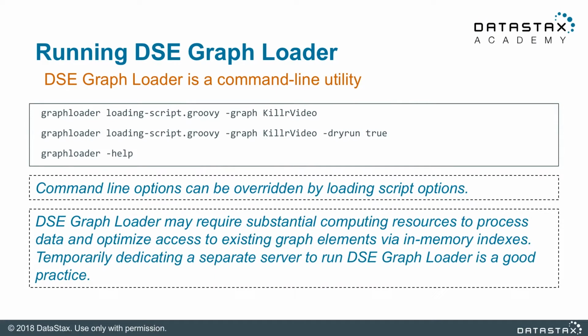Now that we've learned how to create our own loading script, it's time to learn how to actually run the graph loader. All you need to do is run the graph loader utility, specify your loading script, and any additional configuration. It's also worth noting that the command line options can be overridden by the loading script options. Make sure that you're using the DataStax Graph Loader that matches with your DataStax Enterprise version.